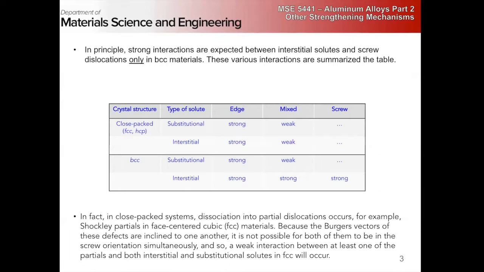Interstitials for FCC and HCP: the interstitial strain field is always tetragonal, but it's less distorted in FCC than in BCC. We'll talk about specific interstitial sites in BCC when it's important.